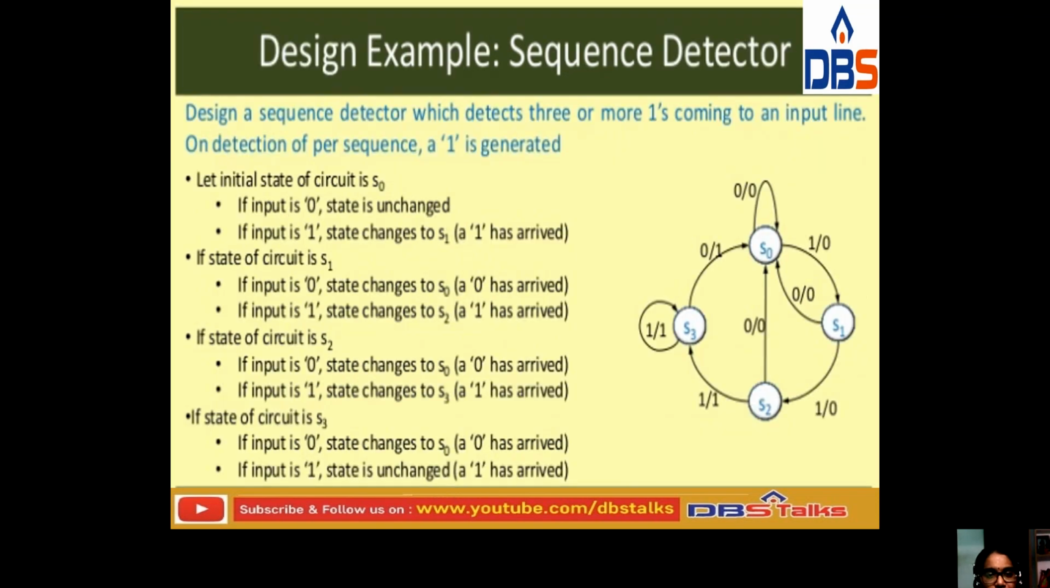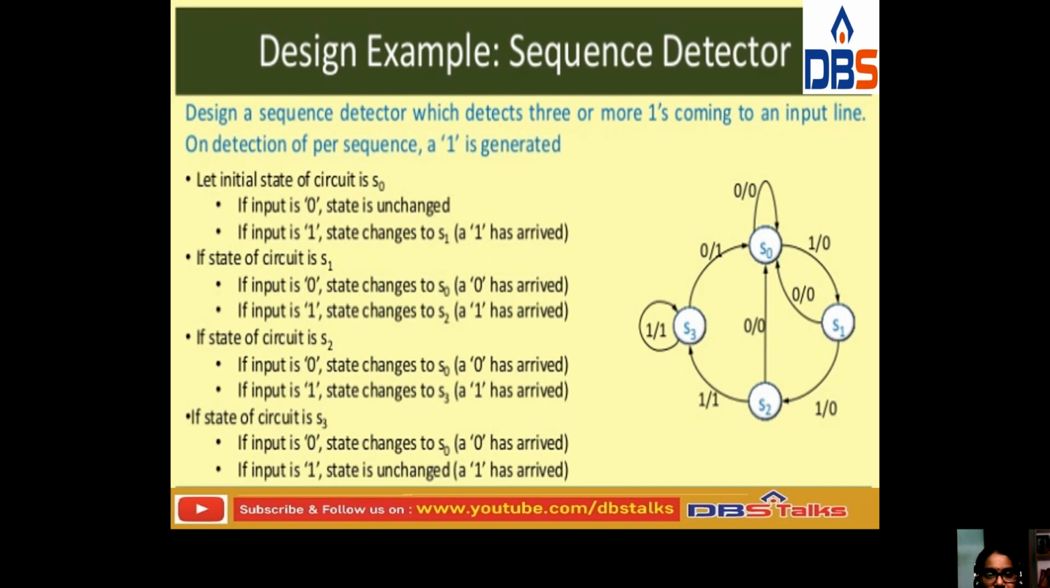So this is a design example for a sequence detector. Design a sequence detector which detects three or more ones coming in the input line. If it gets more than one in the input line, on detection of the sequence, it generates a one.